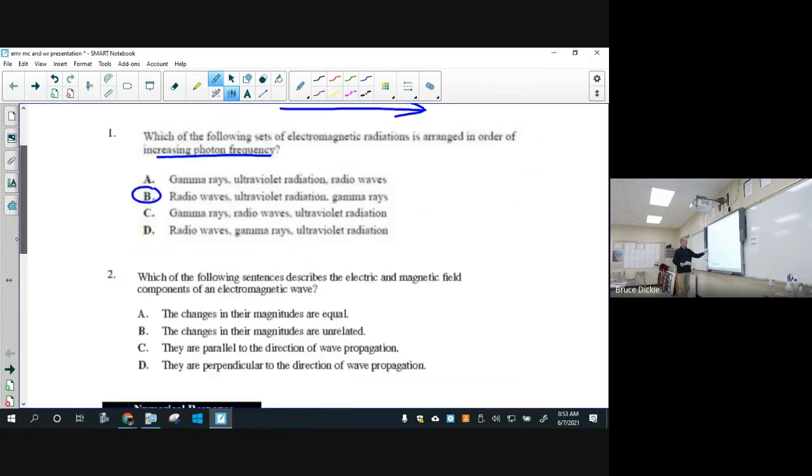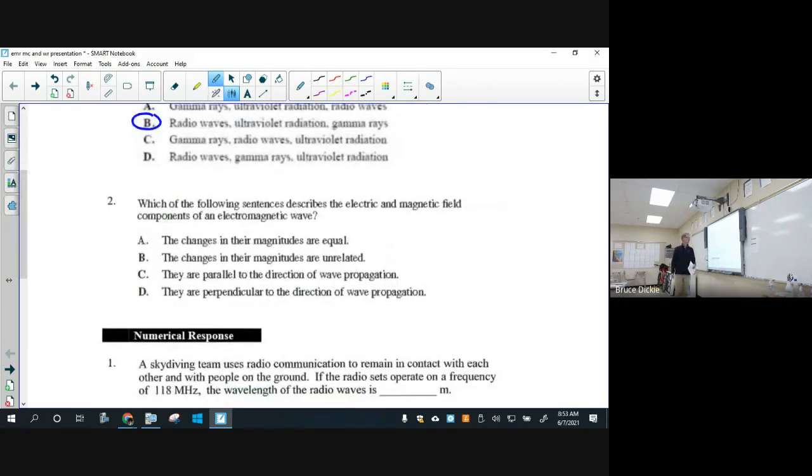Question number 2. Which of the following sentences describes the electric and magnetic field components of an EM wave? Well, 3 words that we memorized on that first day of this unit. We had accelerating charged particles. Accelerating charged particles are necessary to generate changing electric and changing magnetic fields. And the electric and magnetic fields need to be changing because they need to produce each other, right? A changing electric field produces a changing magnetic field, and a changing magnetic field produces a changing electric field, and so on. That's necessary in order to have EMR produced.